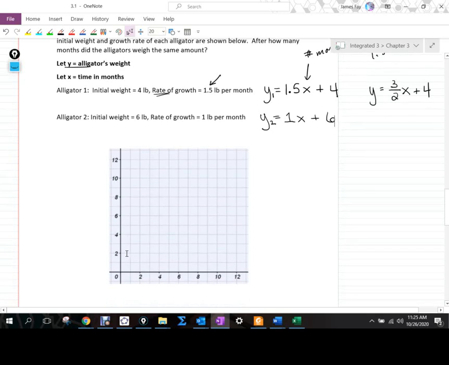So now when we graph these, because I'm only interested in months being positive numbers, months can't be negative, so time elapsed is always positive. That's why I'm only looking at the first quadrant here. But if we plug this stuff in, let's go ahead and graph. We'll graph this one here in red. What's my y-intercept for that one?